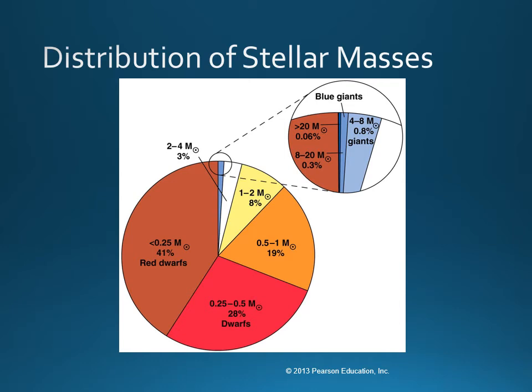This pie chart shows the distribution of masses of main sequence stars as determined by surveying the local solar neighborhood. The vast majority are stars the size of the Sun and smaller.